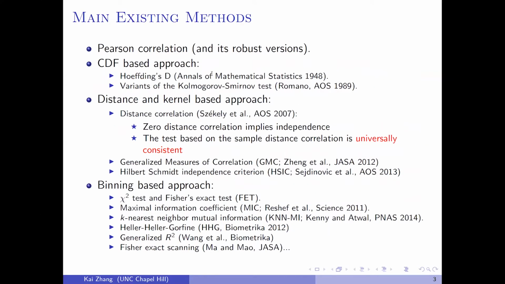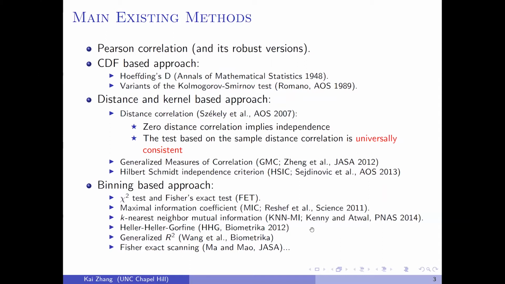We can see our old friend Pearson correlation here, measuring linear dependency. We can also see that non-parametric tests are available since 1948. An important method here is the distance correlation by Székely et al. The distance correlation possesses the important properties that a zero distance correlation does imply independence, and tests based on distance correlation are universally consistent for any fixed alternative.